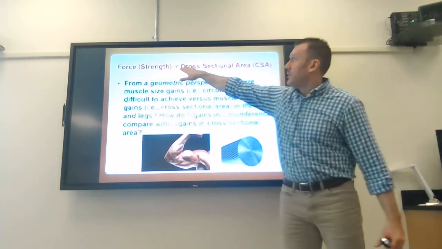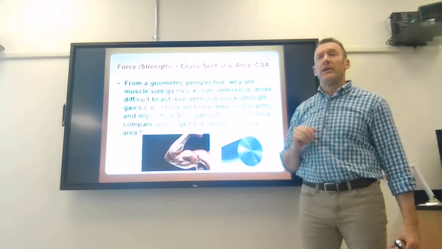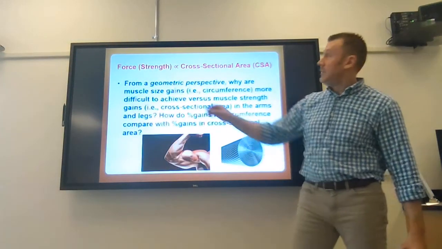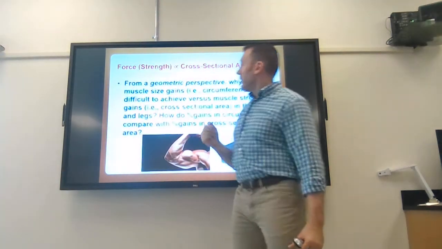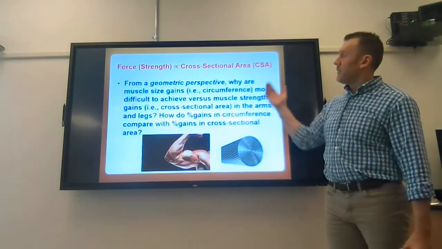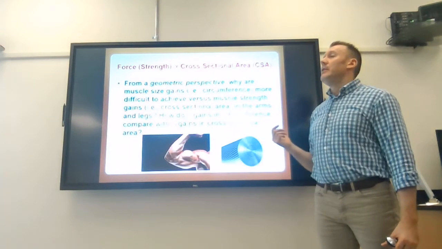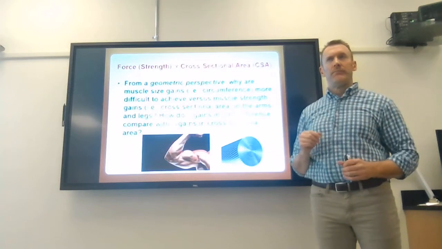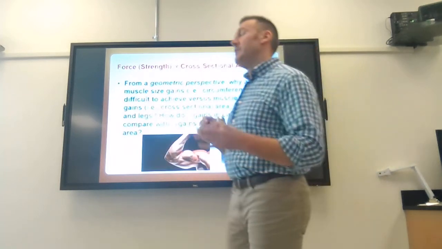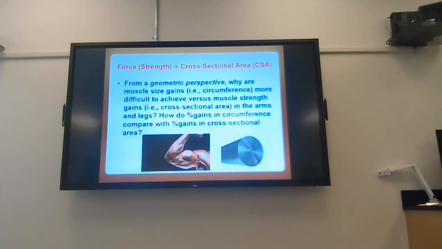strength is proportional to cross-sectional area? As cross-sectional area goes up, think of a steel cable, strength or force should also go up. So my question is, from a geometric perspective, why are muscle size gains, and in this case, we are expressing a gain in size by an increase in circumference. So there are certain assumptions that go along with that, but as your arms get larger or your legs get larger as a result of strength training, you would expect a greater circumference, right?